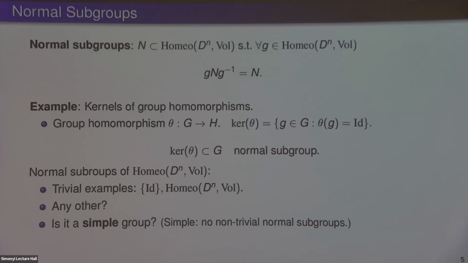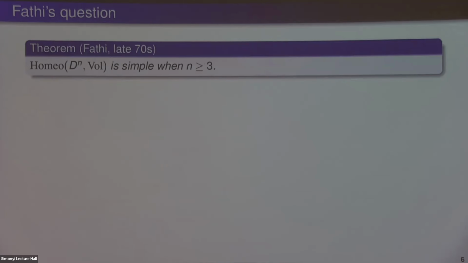Okay. This question was studied extensively by Albert Fathi in the late 70s. In the postdoc talk I gave here 8 years ago, I mentioned this question. And so here's what Fathi proved. He showed that the group is indeed simple when the dimension is at least 3. So no interesting normal subgroups when the dimension of the manifold is at least 3.